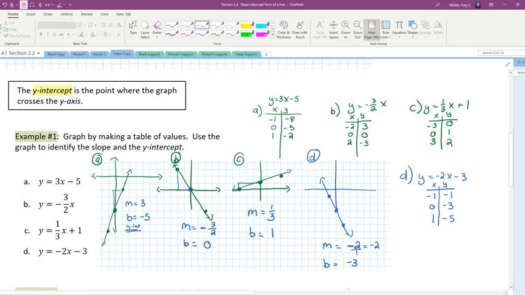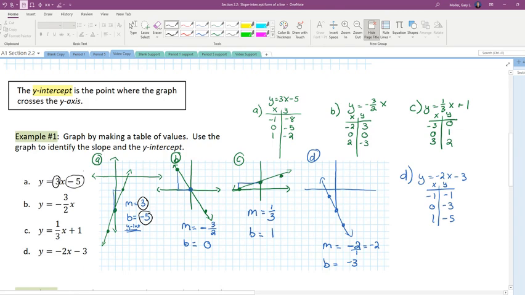Okay, so what I'd like you to do now, if you haven't already noticed it, is make the connection between everything we just did and the equation of the line. You'll notice that on part A, the equation was y equals 3x minus 5. We said the slope was 3 and the y-intercept is negative 5. Notice we have a 3 multiplied by the x, and we have a minus 5 being added or subtracted.